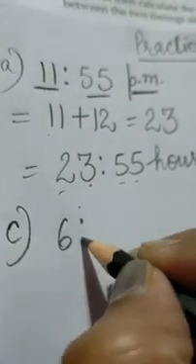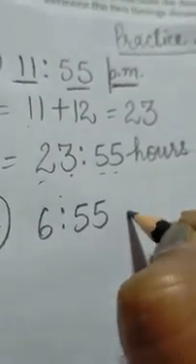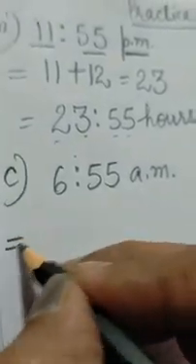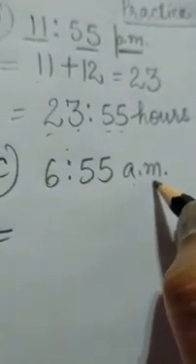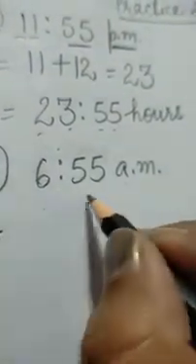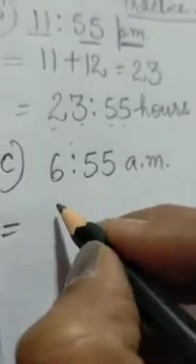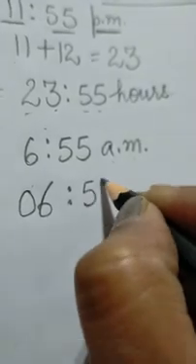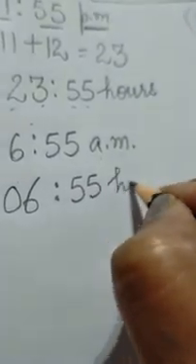Now let's see part C. What is there in part C? That is 6:55 am. Now here there is AM, so there is no need to add 12 here. So what we will do here is write only 4 digits. Like this we will complete 4 digits and we will write hours.